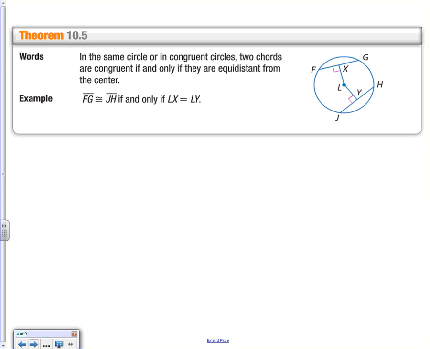In the same circle or in congruent circles, 2 chords are congruent if and only if they are equidistant from the center. So if you have two congruent chords, then the segment that goes to that chord that is perpendicular to that chord from the center must be equal to any other chord that's equal to it doing the same thing. Again, if I'm moving too fast through the theorems for you to write, just press pause.